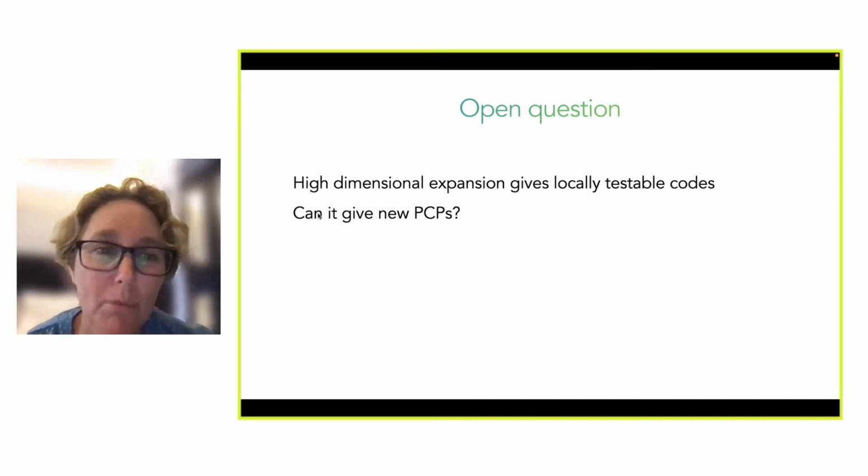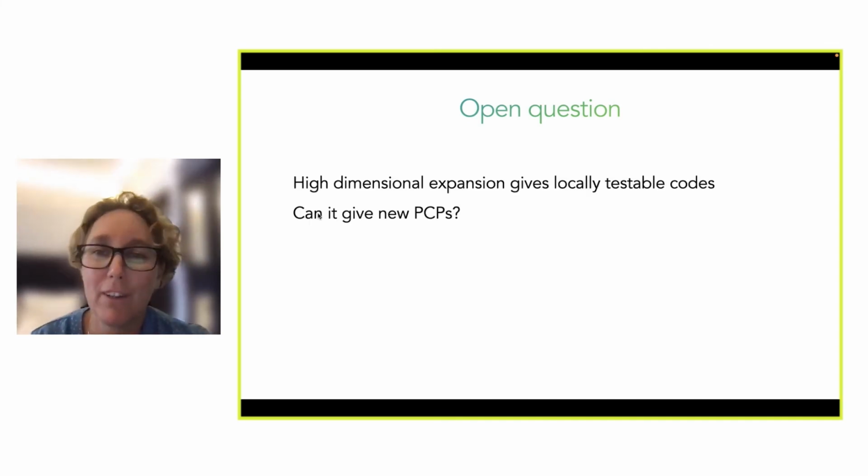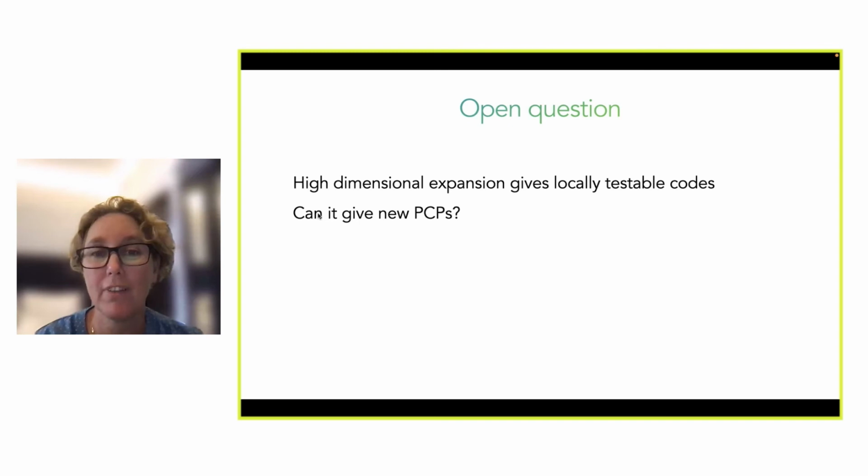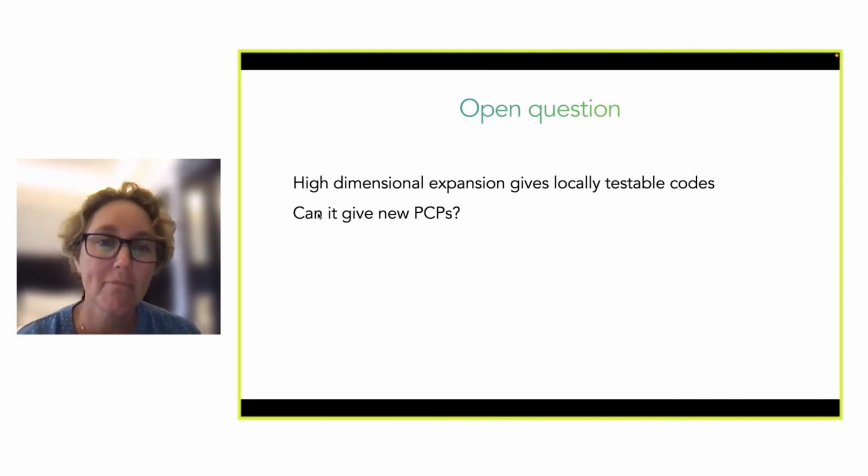So what is the natural open question? Okay, we have a locally testable code. Can we get PCPs out of this thing? And the reason I'm interested is that we have many open questions about PCPs, certain parameters, various questions, and it would be really interesting to get PCPs through this direction. And also, just getting a very different way to get PCPs sounds like it will teach us something new.